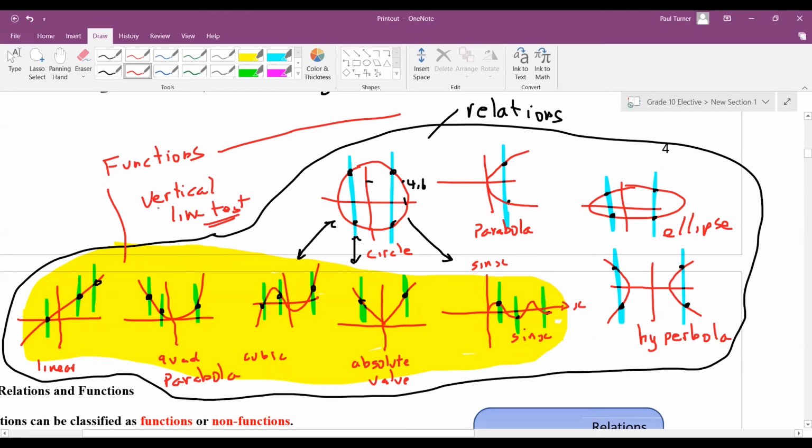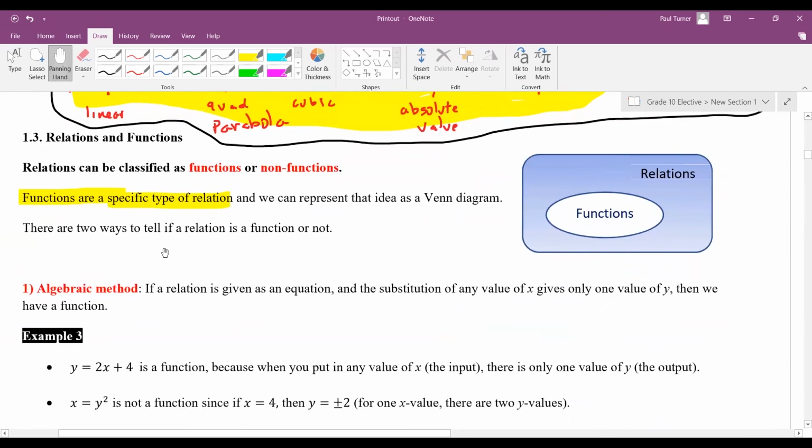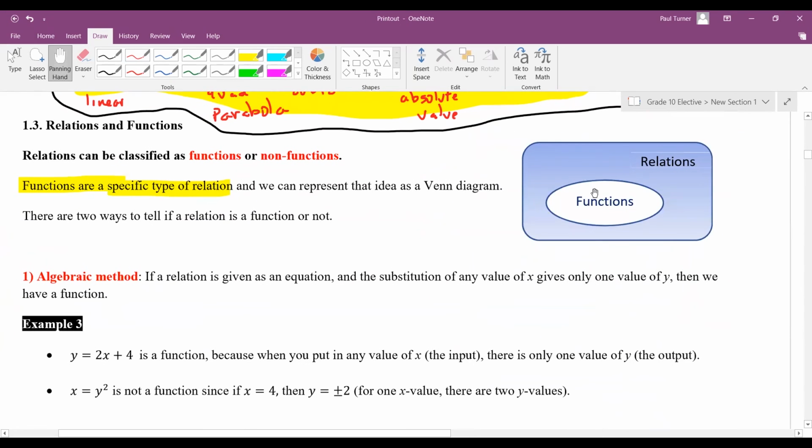There, vertical line test. So we draw a vertical line. If you cut the graph only once, it's a function. If it's not, it's not a function. That's basically it. Okay, but I'm filming this so you can check it out on the video later on. So that's what we just talked about here. So we got function as being a subset of all relations. There is another way as well. And I probably should talk back about the graphs a little bit for that.